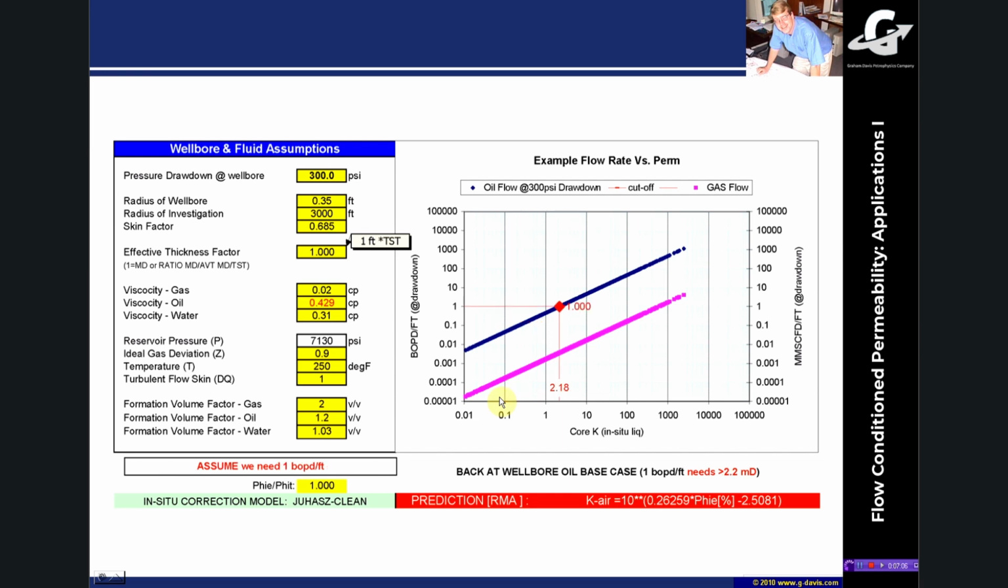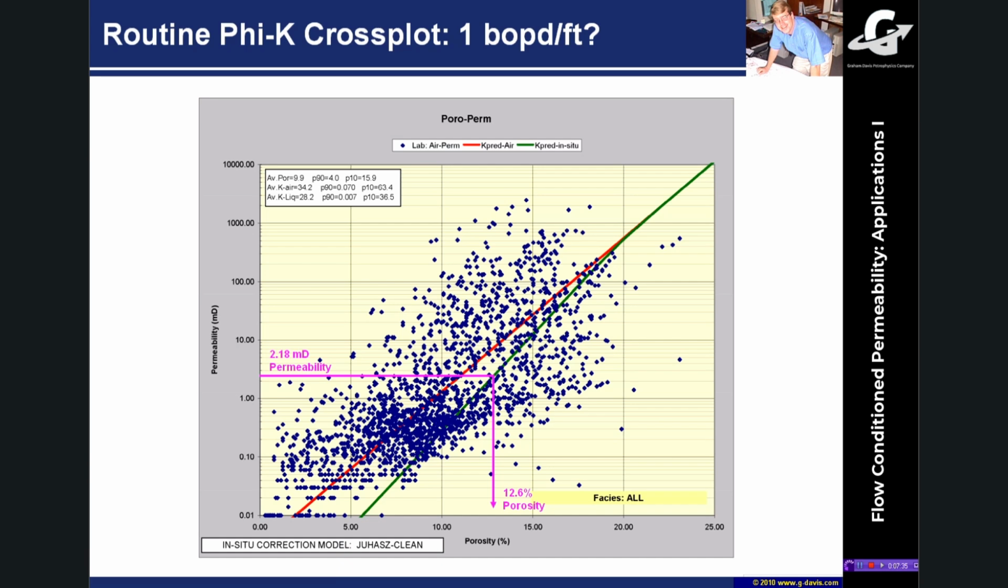Okay, so I've got one more example here. Say we just need 1 barrel of oil per foot per day. Somebody decides that at the wellbore in our reservoir pay we need 1 barrel of oil per foot per day to give us a commercial flow rate. Then we need 2.1 millidarcy feet in our reservoir at our wellbore. That would be our traditional pay cutoff. So not 1 millidarcy but 2.18 millidarcies. And of course we could go into our 5K crossplot with 2.18 millidarcy and we come out with a 12.6% porosity cutoff.